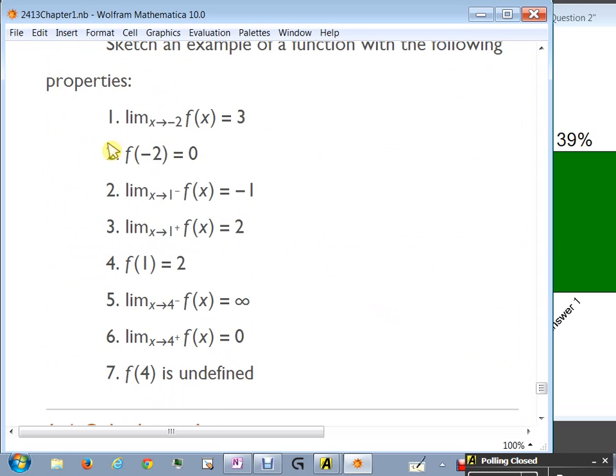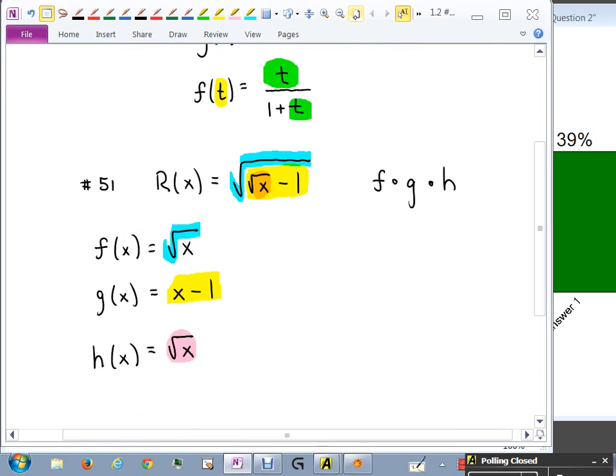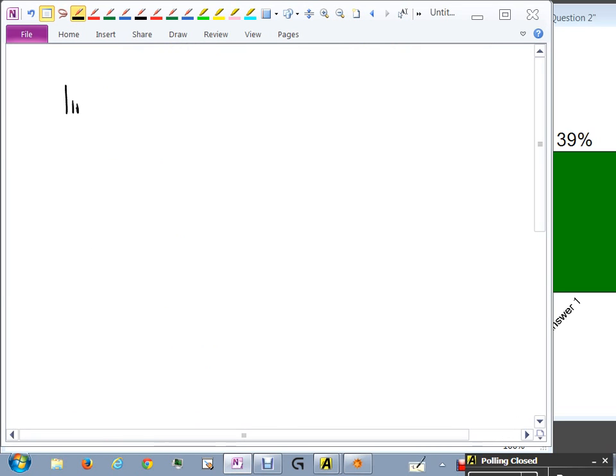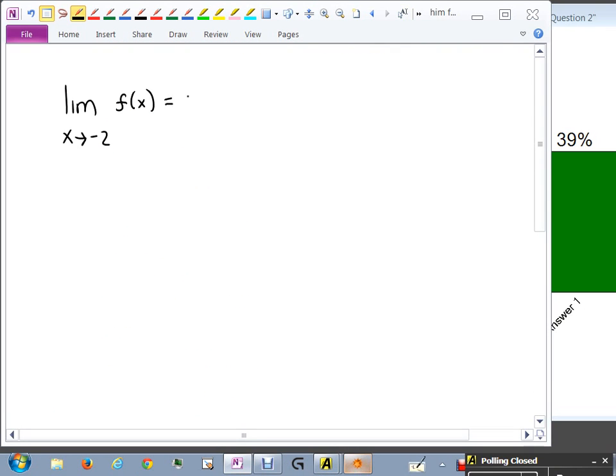All right, so these are the properties we want our function to have. This says the limit as x approaches -2 of the function is equal to 3. Then we want f of -2 to be 0. Let's just start with that, all right? And then we'll go on to the other things. So I'll jot these down on another sheet for us. We want the limit as x approaches -2 of our function to be equal to what? What was it? 3. Okay, let's just see visually what that means.